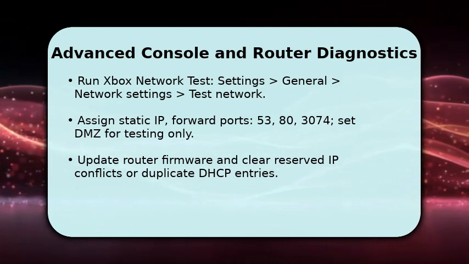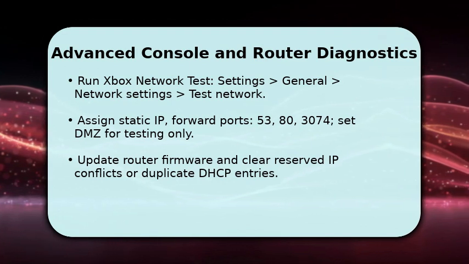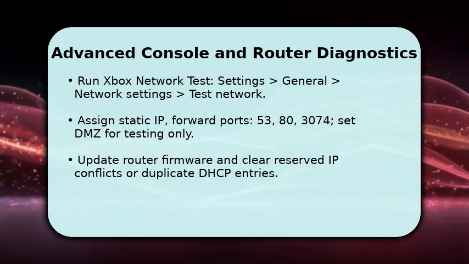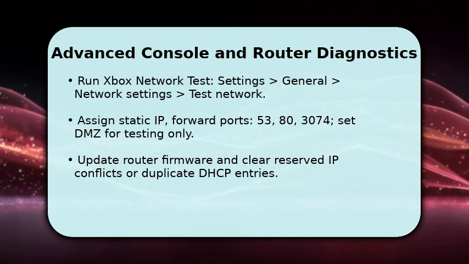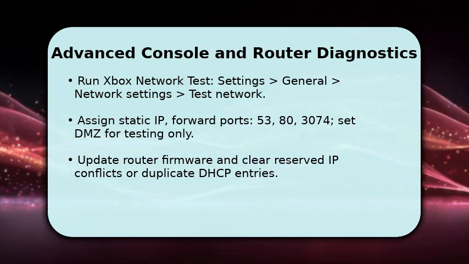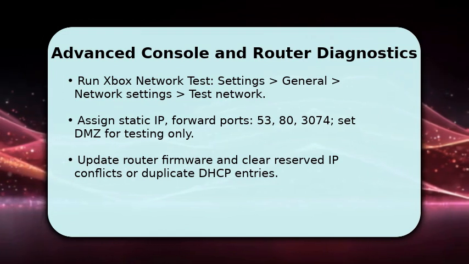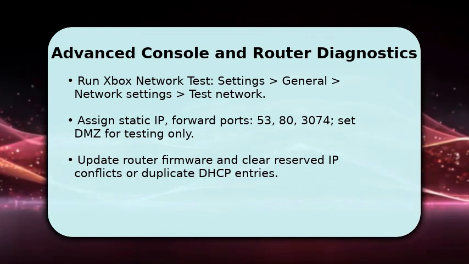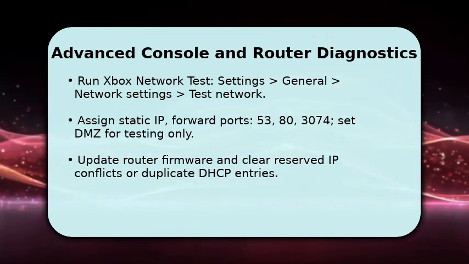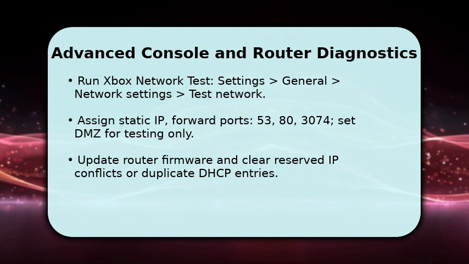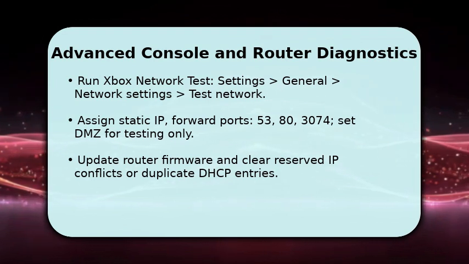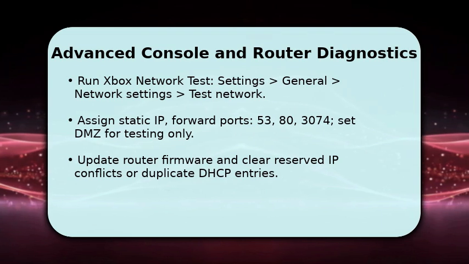For persistent NAT issues, assign a static IP to your Xbox and forward or map ports 53, 80, 3074 and relevant UDP/TCP ranges, or temporarily place the Xbox in the router's DMZ for testing. Also update router firmware and remove duplicate DHCP reservations to prevent address clashes.